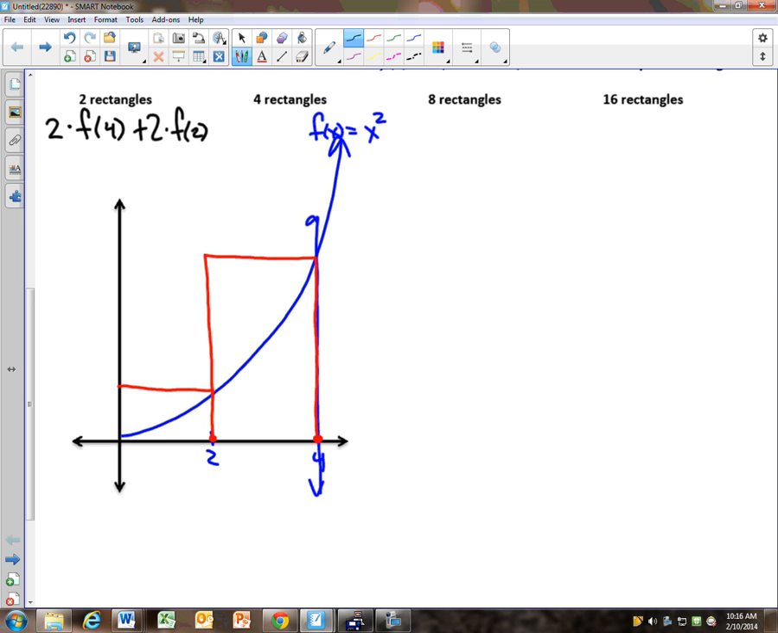So f of 4 was our height for the big rectangle. And in the smaller rectangle, you had a height of f of 2. And so as Emma said, we have 2 times 16 plus 2 times 4. So I get 32 plus 8 is 40. And you guys all agree that that's an overestimation, right? I would agree.